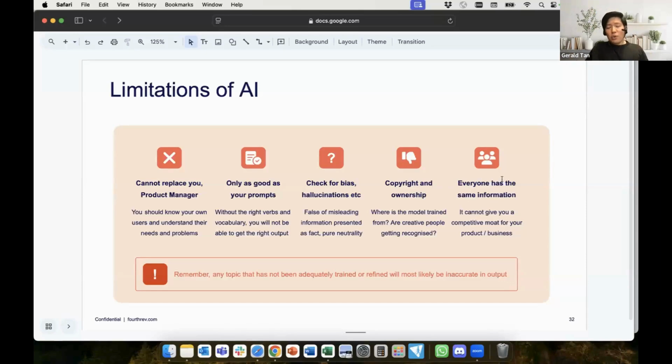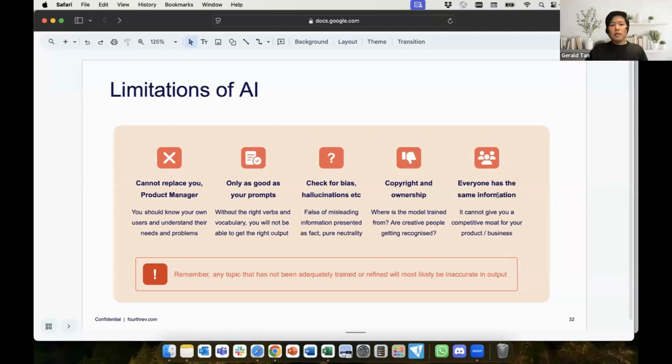Why? Because everyone has access to the same information. Unless you use the LoRA or the RAG, guess what? Everyone has exactly the same information. So just be careful that the creative element, until superintelligence is here, you as the human still have it.